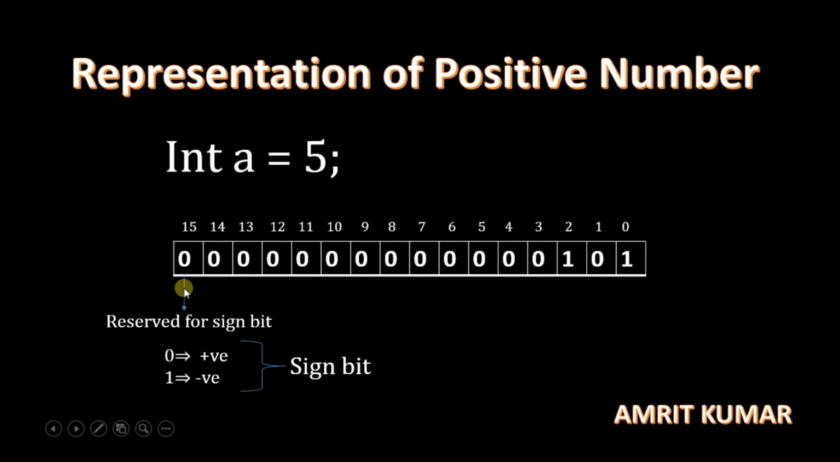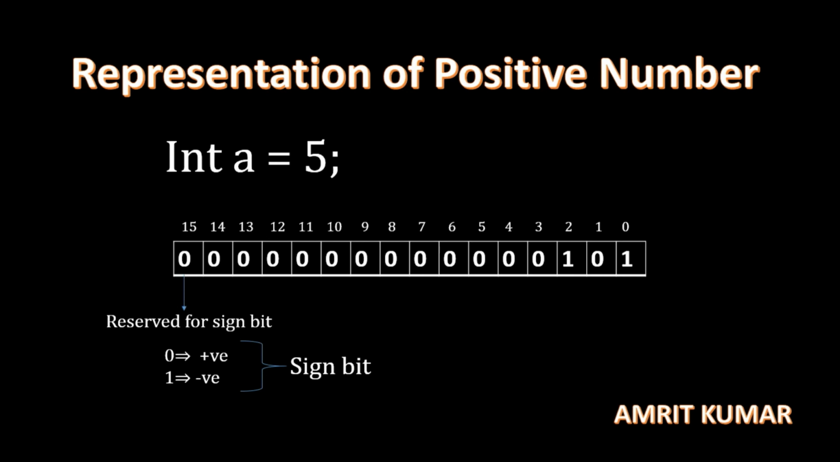We have also studied that 5 is a positive number, and this variable a contains a positive number. So for representing a positive number, you have to use the sign bit, and the positive sign is used as a 0 in the leftmost bit. Therefore, I am writing a 0 here for representing a positive number. This is how you can represent a positive number.